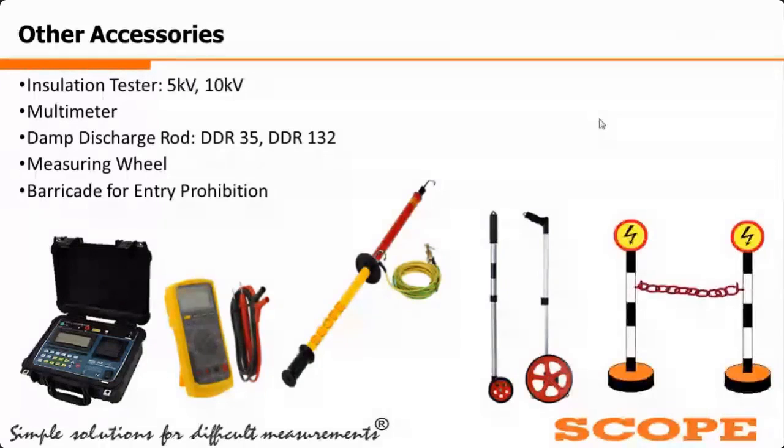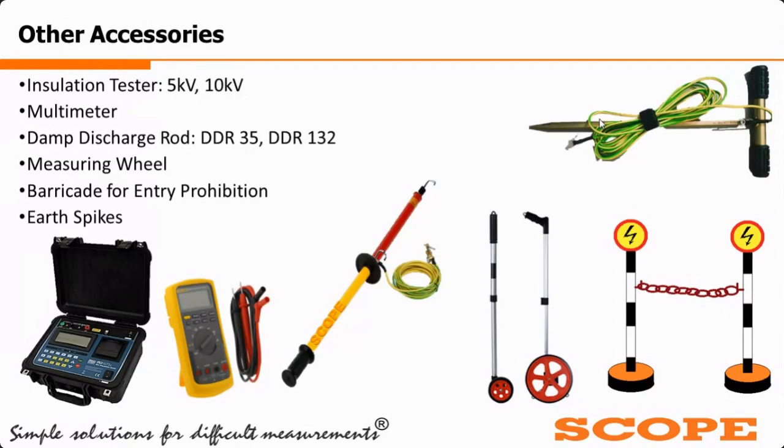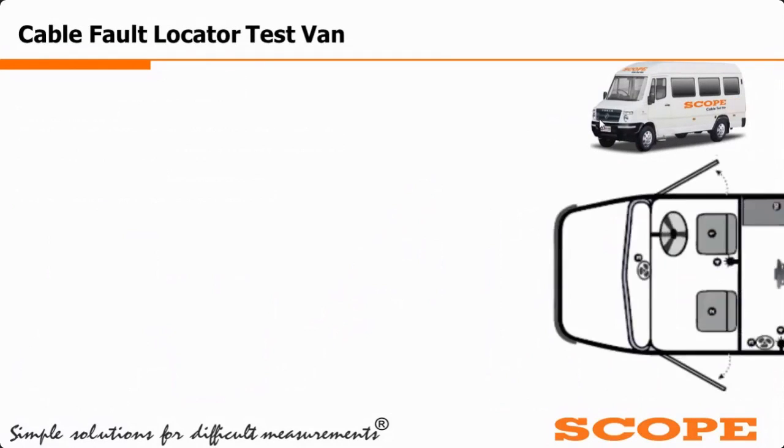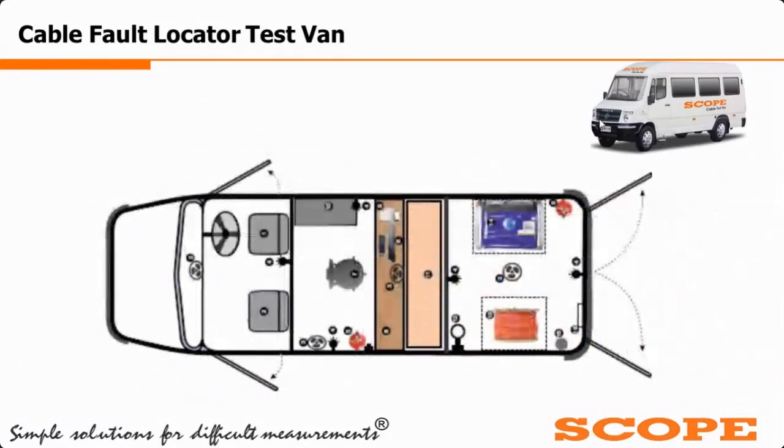Scope is also providing barricades for entry prohibition. If you are testing with high voltage instruments, you can use these barricades to avoid unauthorized persons entering. Next, Scope is also providing earth spikes for additional arcing purposes. Scope also has the cable fault locator van. We are mounting our cable fault system on various vehicles.